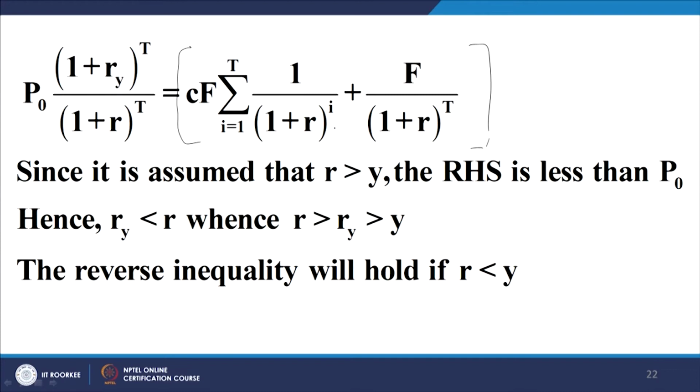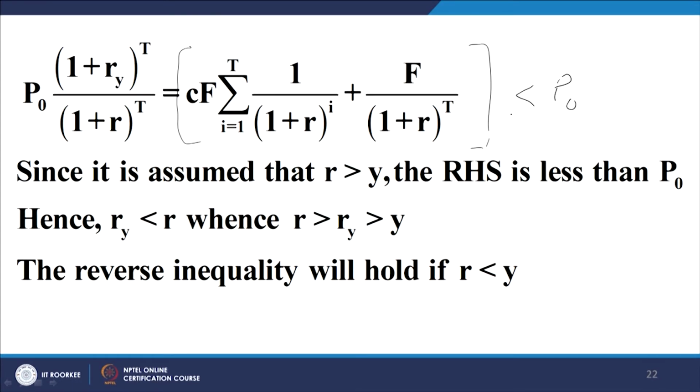If you use y here for discounting, then what you end up is the price. If you use any discount rate which is greater than y, then what you end up is a figure which is less than P0. Conversely, if you use an r which is less than y, the output that you get is greater than P0. So, because we are assuming that r is greater than y, the expression on this right hand side is less than P0, and therefore, we get ry is less than r. So, we have now established that if r is greater than y, then r is greater than ry is greater than y.